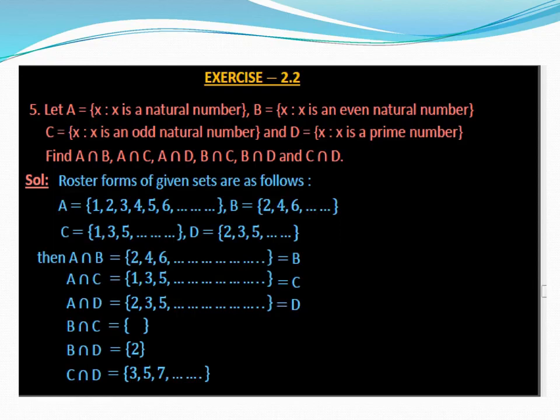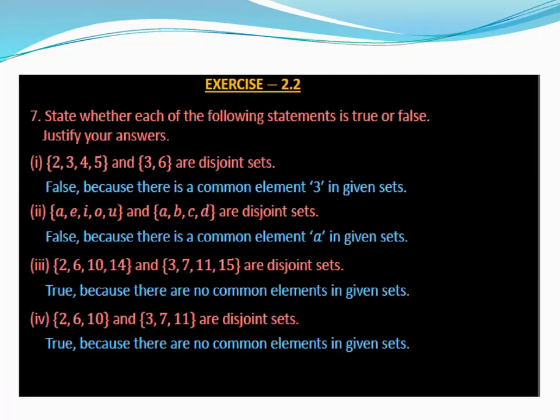Now we will find C intersection D. C is the odd natural number system and D is the set of prime numbers. Then we can write the common elements of C and D. So what are the common elements? 3, 5, 7 and so on.